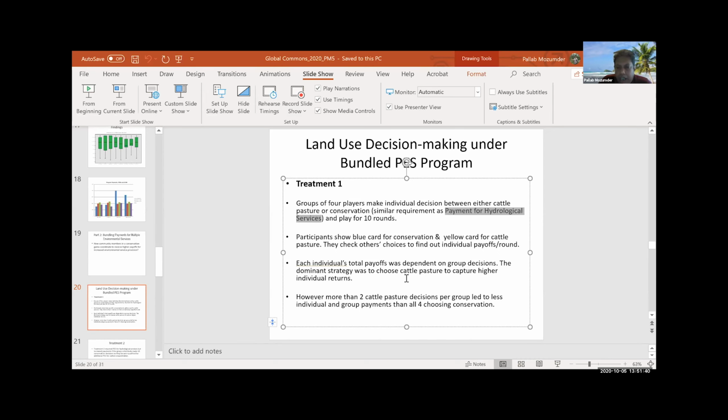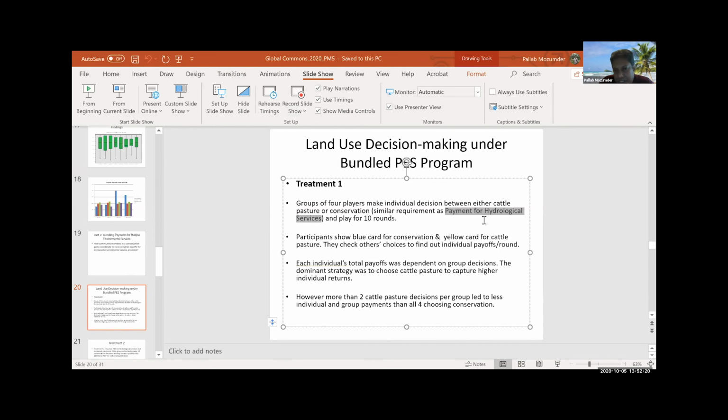pasture. If they try to maximize their individual payoff, cattle pasture has a higher return, so they can make more money. But collectively, as you'll see in the next slide or so, they lose money. And also, if they're doing cattle more and more round after round, the soil quality gets degraded, so in the long run, they lose money. So there is a trade-off between group versus individual, and a trade-off between short-run and long-run benefit they can extract from the land use.